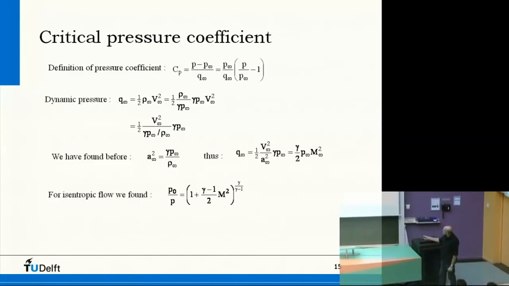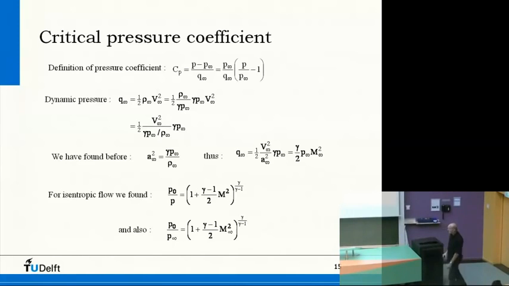for isentropic flow we found P0, where somewhere in the flow the velocity is 0, P0 divided by P is this. If we use this, it's P infinity, right? So this is P0 divided by P. This P and this M belong together. And this P infinity and this M infinity also belong together. And this is made by the fact that somewhere the velocity is 0.